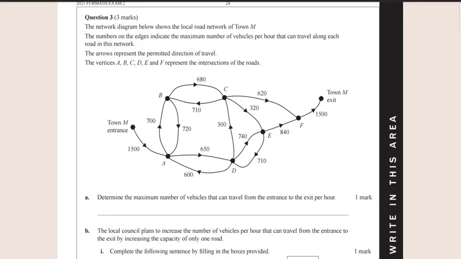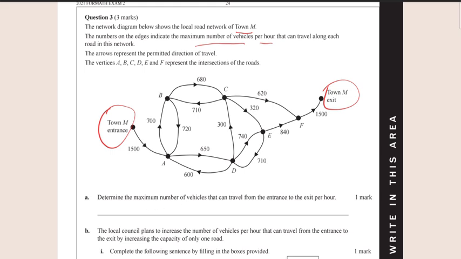Let's discuss the third question in the networks section of the 2021 paper. Question 3 says the network diagram below shows the local road network of town M. The number on the edges indicates the maximum number of vehicles per hour that can travel along each road in this network. The arrow represents the direction of travel, and the vertices A, B, C, D, E represent the intersection of the roads.